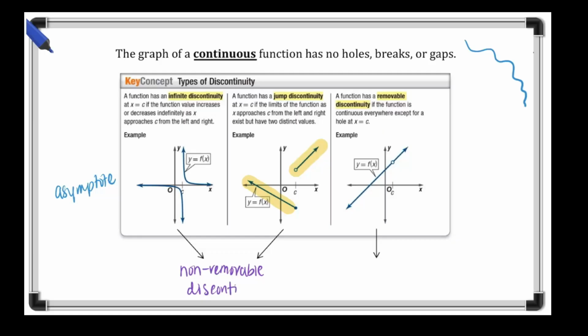Now, the third discontinuity that you can think about is called a removable discontinuity. And this is where your function is continuous everywhere else except for a hole. Now, it is a hole at a specific value. This is a removable discontinuity, and you can almost think about it being a hole that can be filled. That's probably the easiest way for you to remember this.